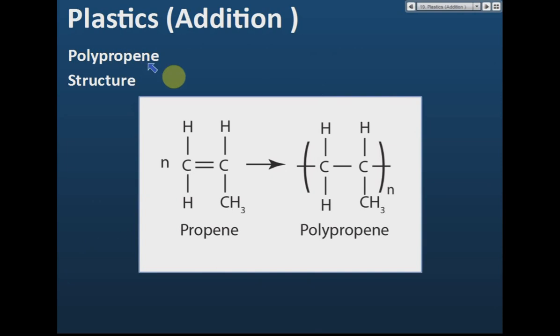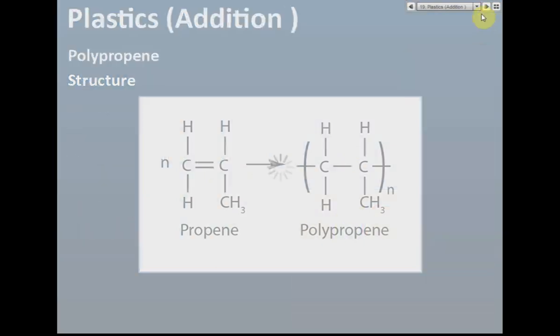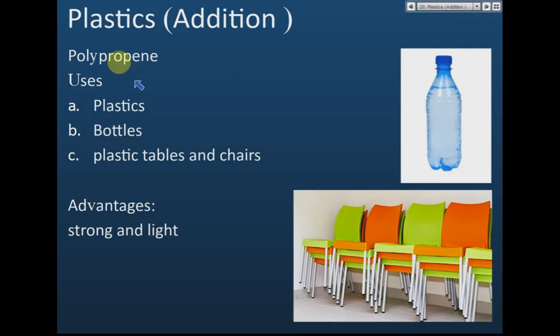Polypropene, the structure is almost the same as ethene. Two carbons, hydrogen, but one of the hydrogens is replaced by this structure. We call this methyl. So this is a propene, and we make the propene join together, then it becomes polypropene. And polypropene is used to make plastic bottles. These two words are actually joined together. Plastic bottles and plastic tables and chairs. Plastic chair, it's very strong and light. That is the advantage.